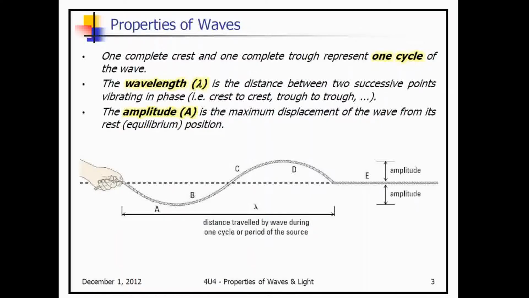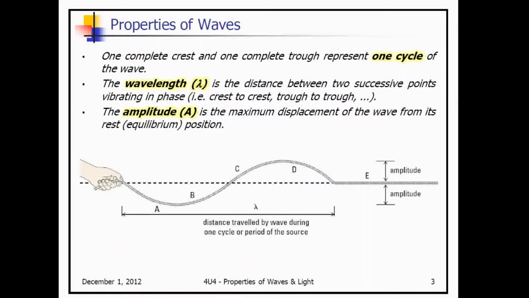The wavelength is the distance between two successive points that are vibrating in phase. So wavelength is the measurement of one cycle, and that can be measured from crest to crest, from trough to trough, or, I guess, the full length of one trough and the full length of one crest.